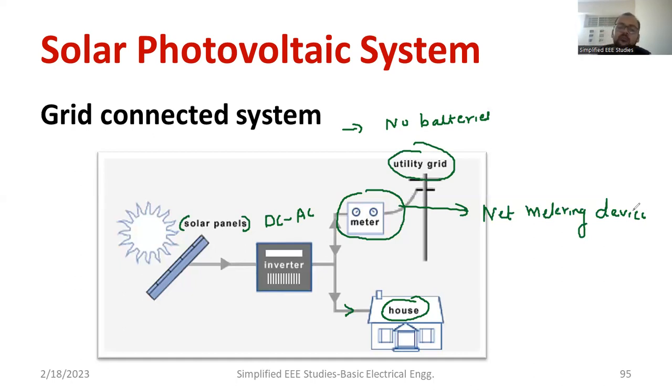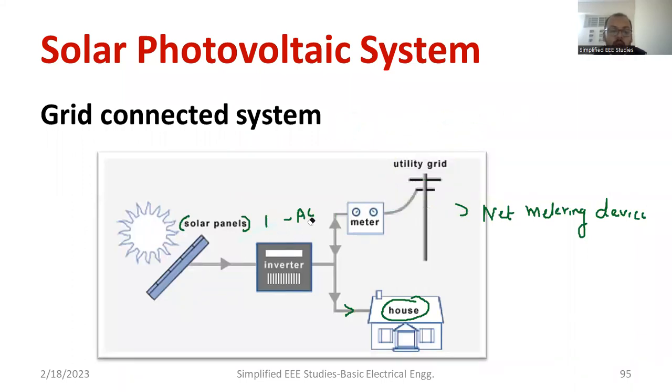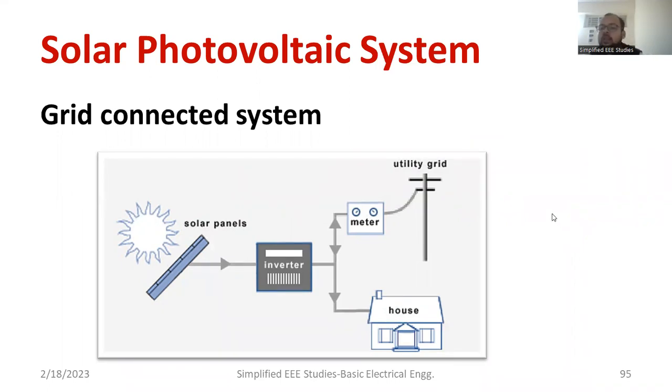So excess energy will be sold to the grid. This type of system is known as an on-grid system or grid-connected system. Remember that in a grid-connected system, we are not using any kind of storage system. Excess energy will be sent to the grid. The board will be monitoring how much energy is being sold to the grid. Based on that, the customer can generate revenue also.